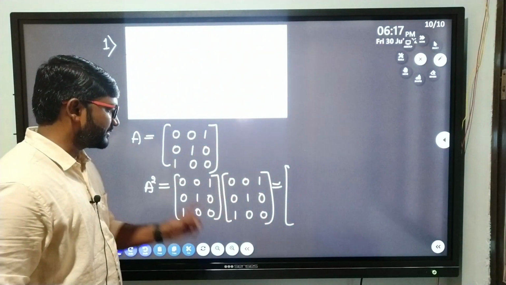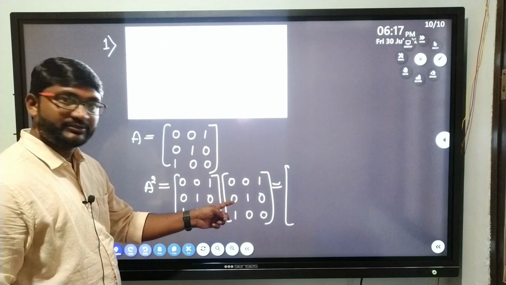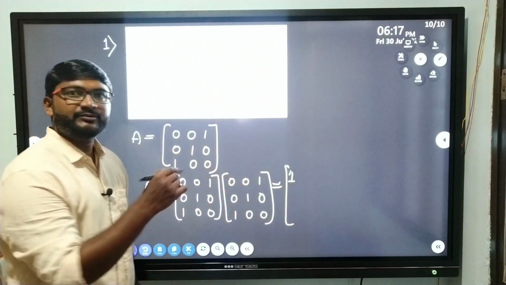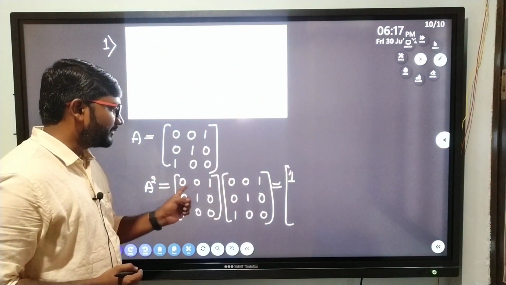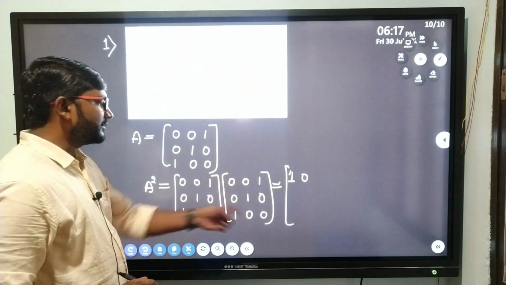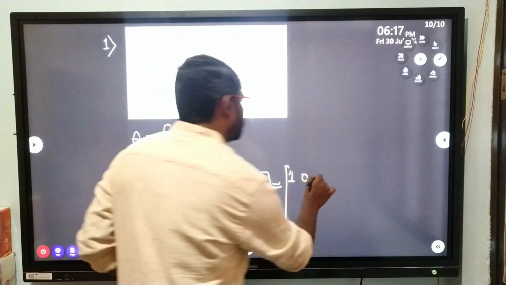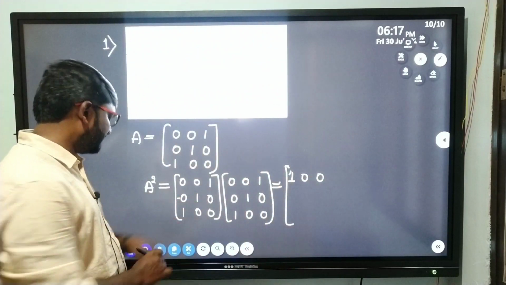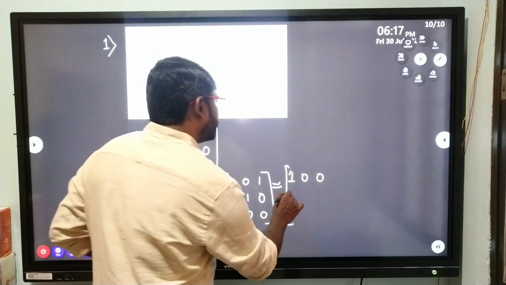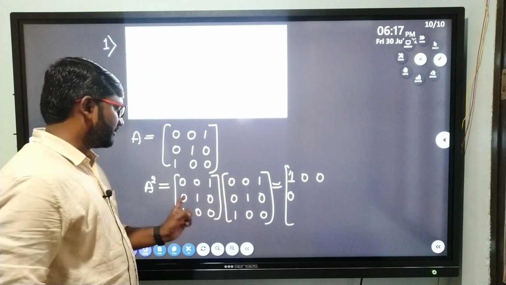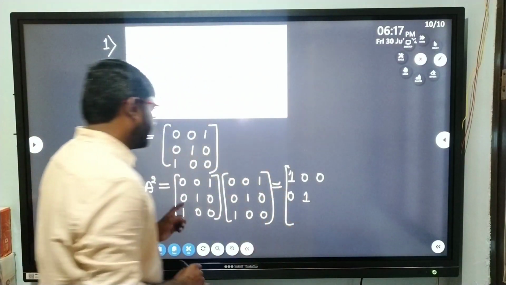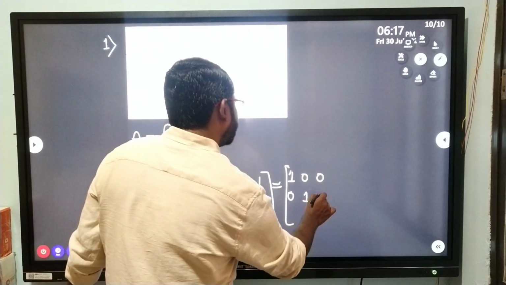Now first row with the first column: 0 into 0 is 0, again 0, then 1 into 1 it is 1. Overall we get 1. I hope you know the matrix multiplication. Then first row with the second column 0 plus 0 plus 0. Then first row with the third column 0 plus 0 plus 0, it is 0. Then second row with the first column 0 plus 0 plus 0. Then second row with the second column 0 plus 1 plus 0, it will be 1. Then second row with the third column it is 0.